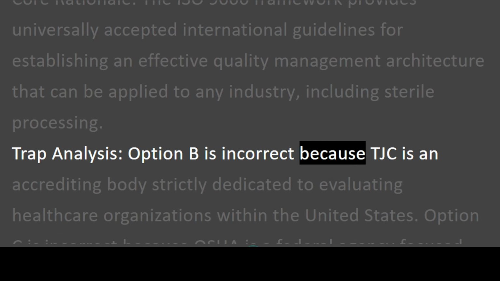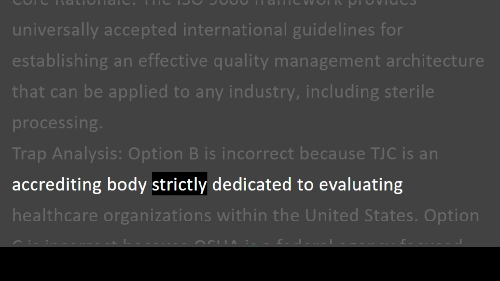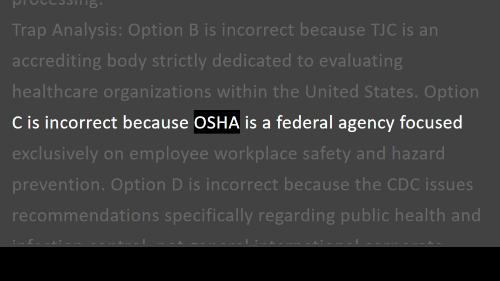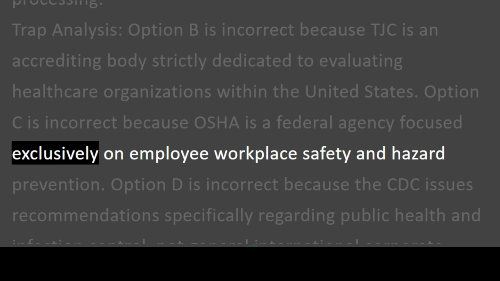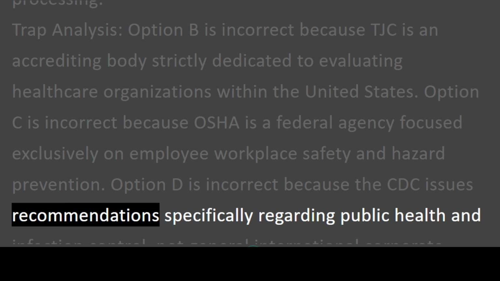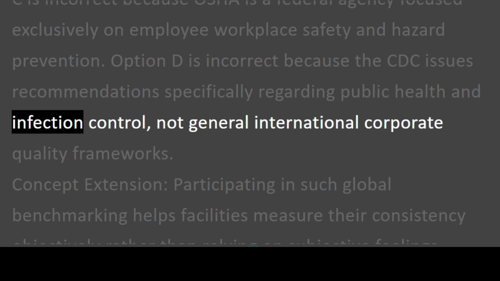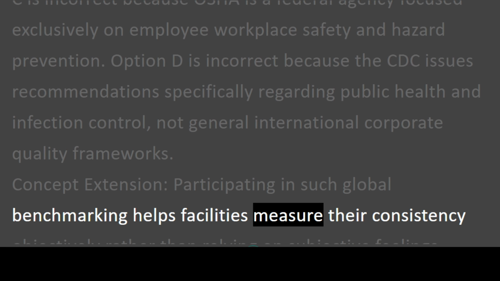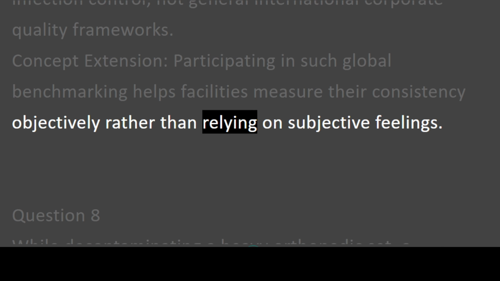Option B is incorrect because TJC is an accrediting body strictly dedicated to evaluating healthcare organizations within the United States. Option C is incorrect because OSHA is a federal agency focused exclusively on employee workplace safety and hazard prevention. Option D is incorrect because the CDC issues recommendations specifically regarding public health and infection control, not general international corporate quality frameworks. Concept extension. Participating in such global benchmarking helps facilities measure their consistency objectively rather than relying on subjective feelings.